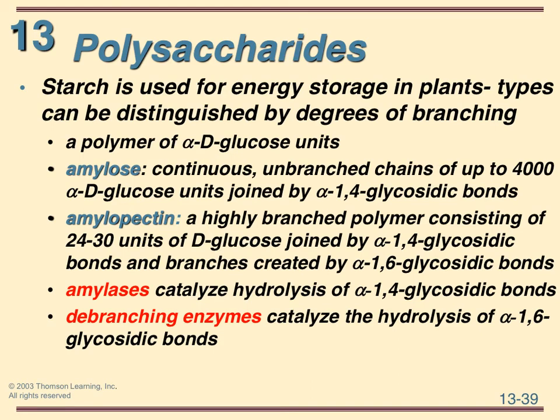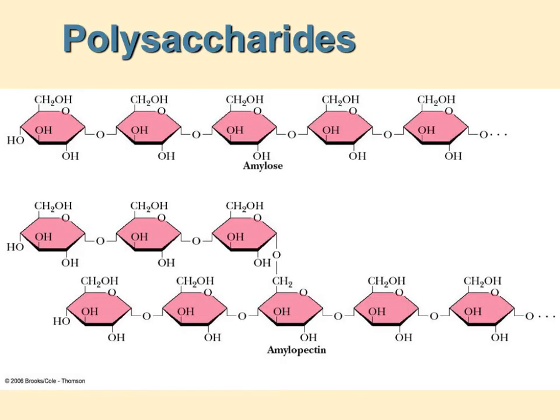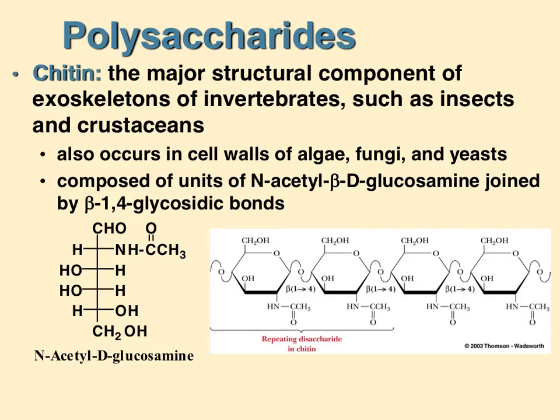So here are some of the pictures to show you the difference between amylose and amylopectin. You can look at these on your own. This is chitin. Chitin is a little different in the sense that we see the same kind of things that we've been looking at, except now we have another glycosidic bond, and it has an N-acetyl group on it that's repeating. Okay? So chitin.